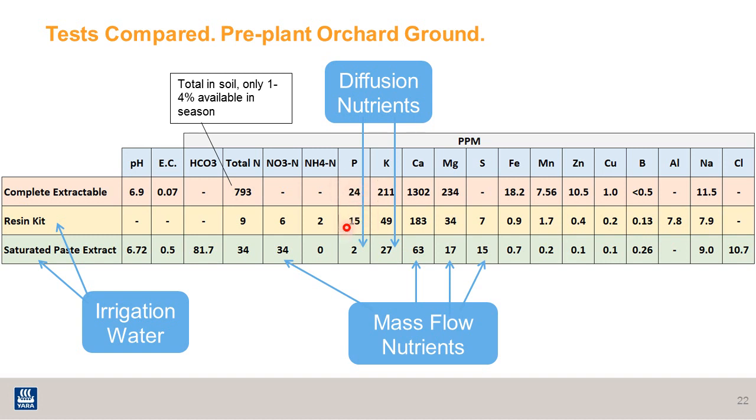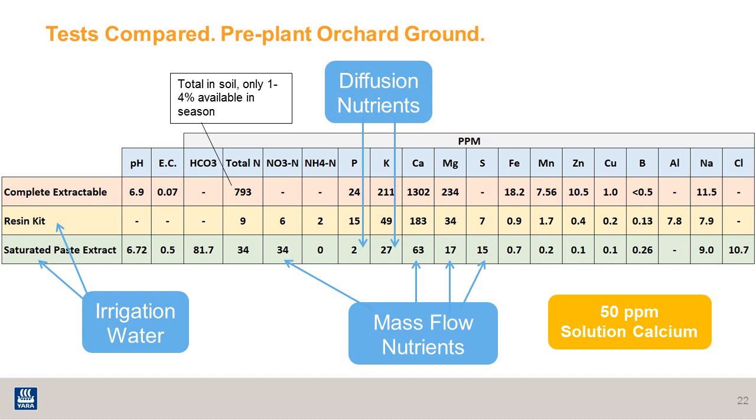So what does this number mean? Maybe this Resin Kit will give you a number that is more representative of what the crop can actually take up for the diffusion nutrients here. This might be a very useful kit for determining the actual available nutrients for the plants to take up for these diffusion nutrients. And I would use the saturated paste extract numbers to tell me what's actually in the soil solution, to understand how much of the mass flow nutrients I have for the plants to take up.